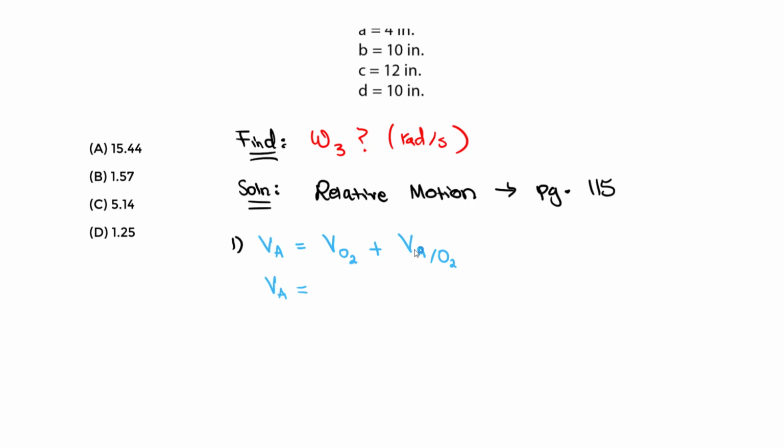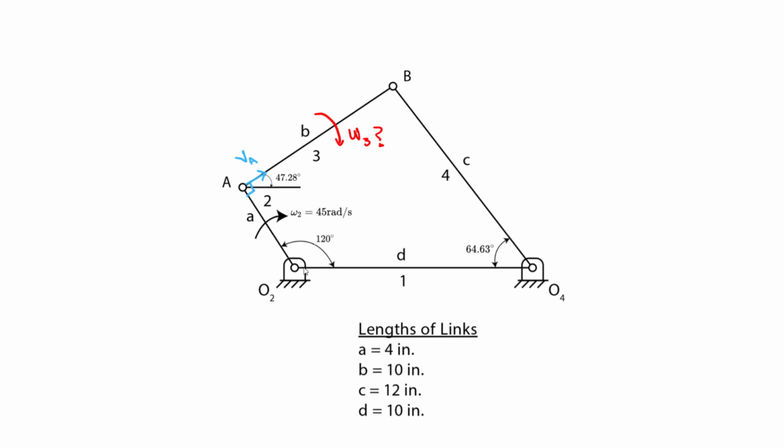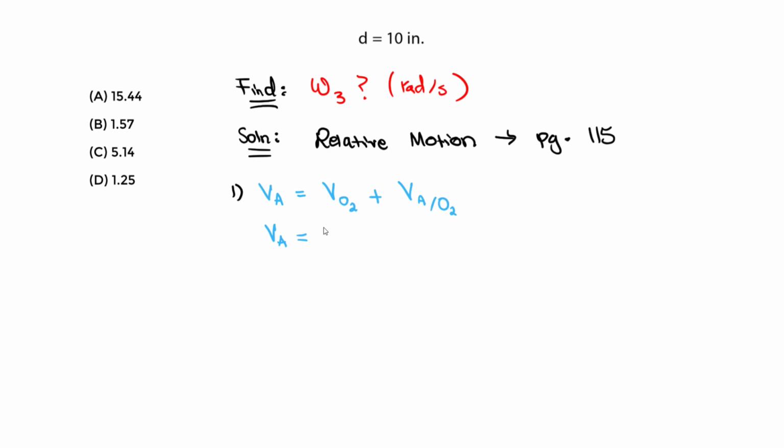VA equals to what? What's VO2? At this pin, we're not moving, right? This will not go to the left, right, up, or down. It's fixed. So at that pin, the velocity at O2 is actually 0. So this is 0. So we have 0 plus, what's VA with respect to O2? So VA with respect to O2 can be broken down into omega crossed with the position vector.